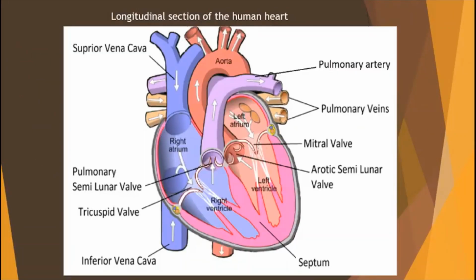This diagram shows a longitudinal section of the human heart. You can see the right side and the left side of the heart very clearly. These two sides are separated by the septum, and the atria and ventricles are separated by the valves. Also, here you can see some blood vessels connected with the heart.